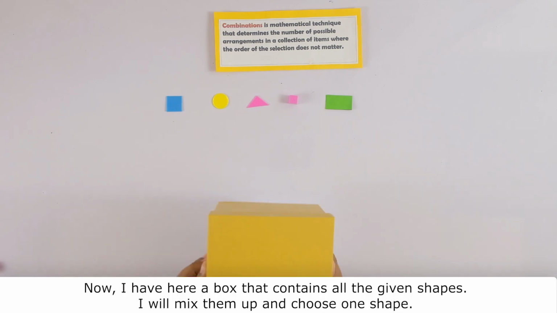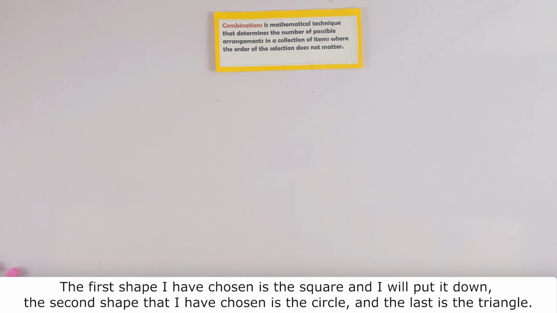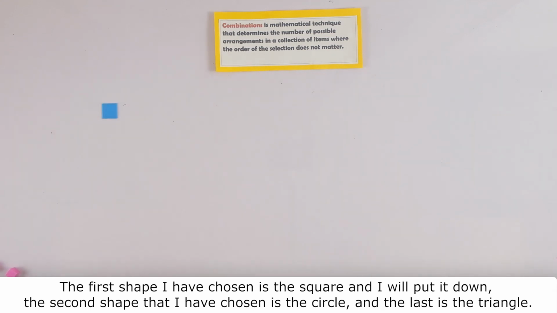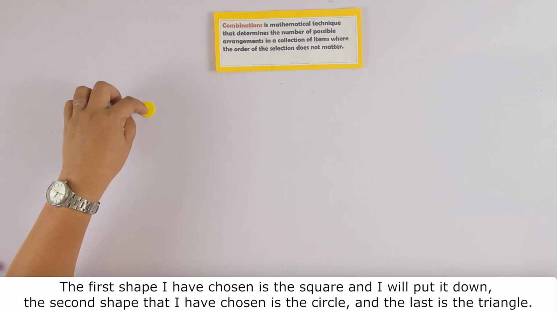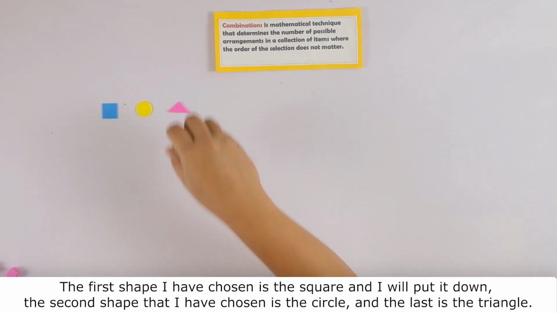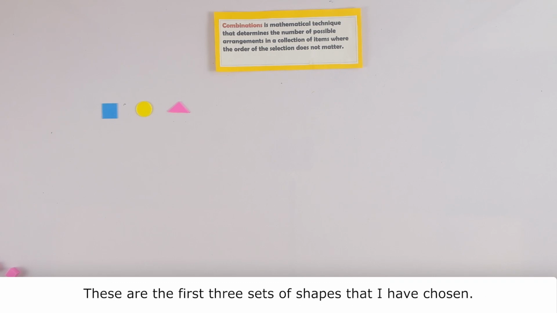Now, I have here a box that contains all the given shapes. I will mix them up and choose one shape. The first shape I have chosen is the square. And the second shape that I have chosen is the circle. And the last is the triangle. These are the first set of shapes that I have chosen.